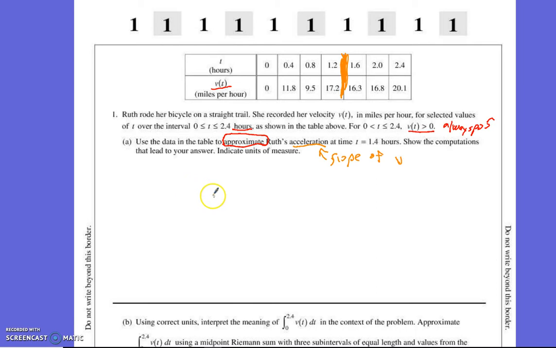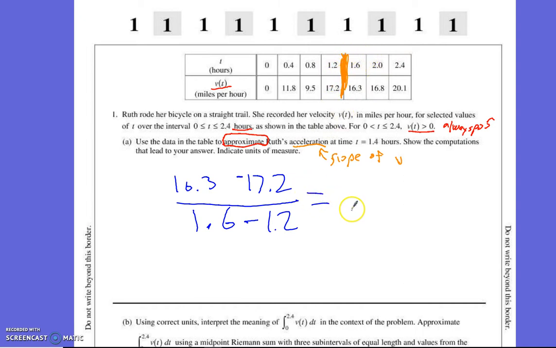Okay, so let's go ahead and start finding those y values. So it's going to be 16.3 minus 17.2 over 1.6 minus 1.2. This is basic slope. y2 minus y1 over x2 minus x1. Put that in your calculator. Magically, you should get negative 2.25. And don't forget to put your units, miles per hour squared. Boom.